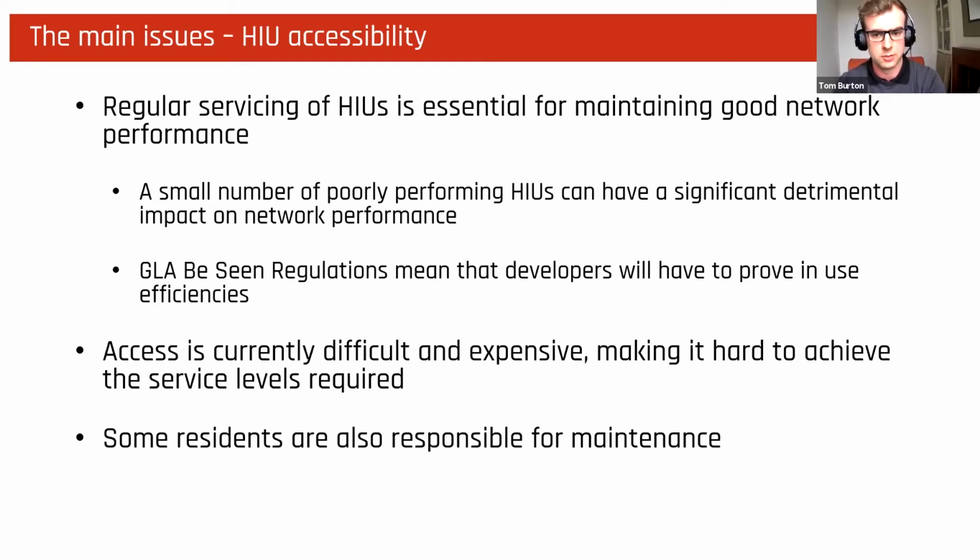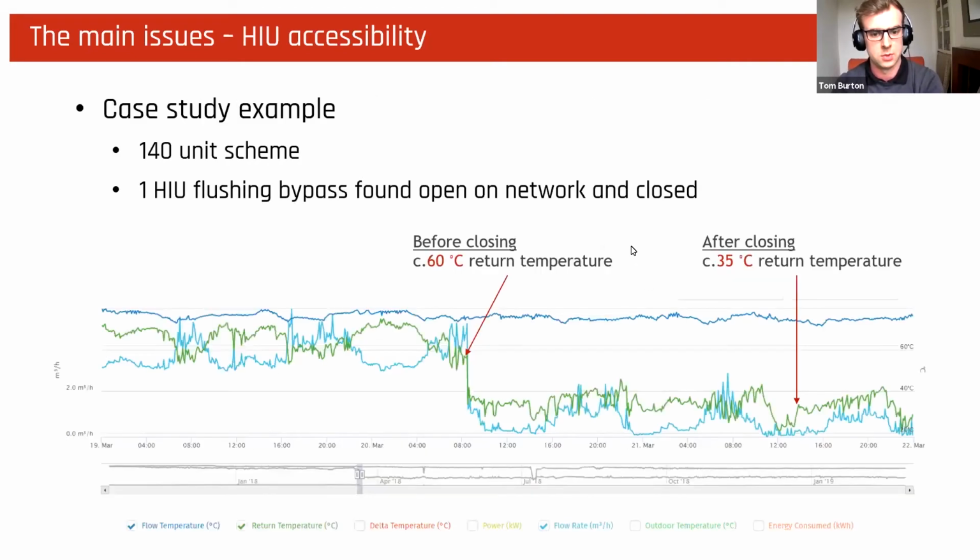To give an example of the impact that accessibility can have on a system, this is a case study of a project we worked on. It's a 140 unit scheme, and this graph is of the block level heat meter. So you've got the flow temperature in dark blue, the return temperature in green, and the flow rate of the system in light blue. And you can see on the left hand side you've got about a 70 degree flow temperature, and the return temperature is sitting about 60, 65 degrees, so really quite elevated.